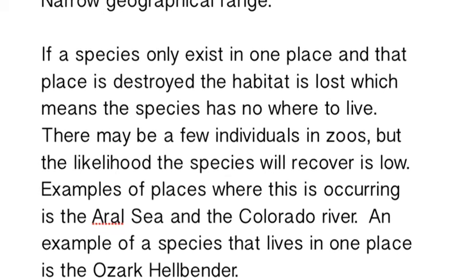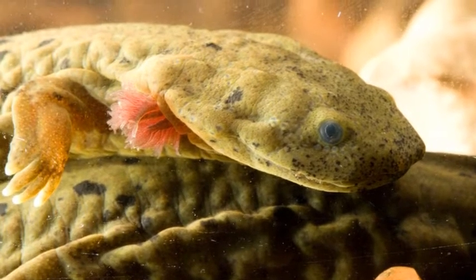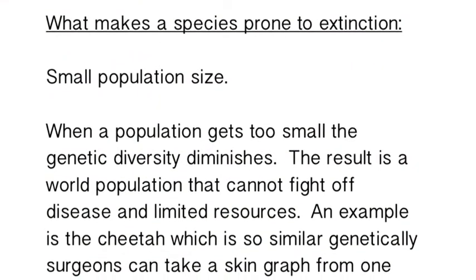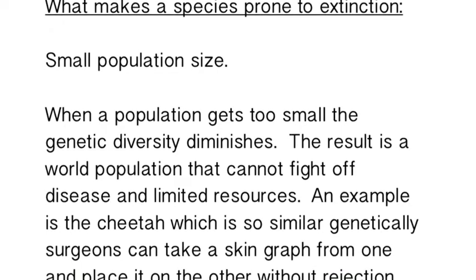The Aral Sea's gone, the Colorado River's gone, everything that lived there is gone. The Ozark Hellbender lives here in our Ozark streams. We messed that up, it's gone. So what makes a species prone to extinction also? Number two, small population size.